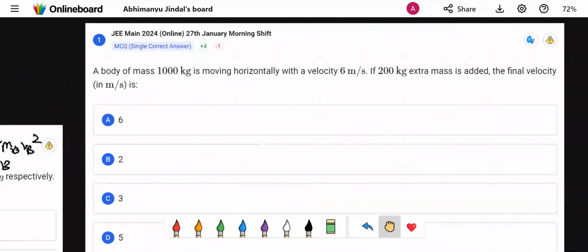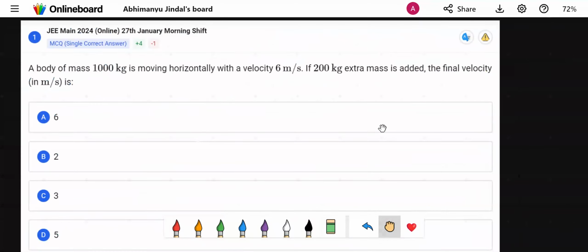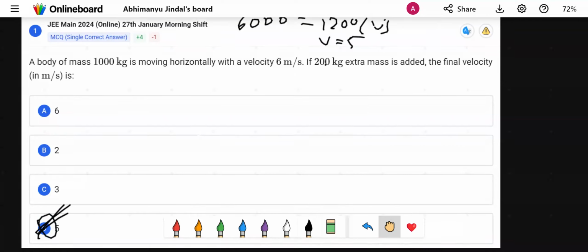Okay, now let's move on to the third question, which is a body of mass 1000 kg moving horizontally with this speed. If 200 kg extra mass is added. Here, same thing, conservation of momentum. If 1000 kg moves with 6 meters per second, momentum is 6000. Now 200 kg is added, so it becomes 1200. Momentum stays conserved, velocity is 5. That's it. Stick to your basics and everything's possible.